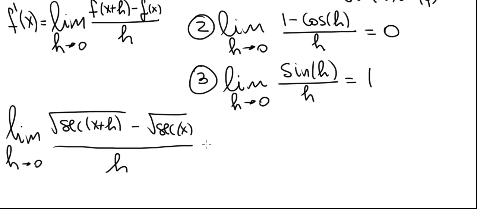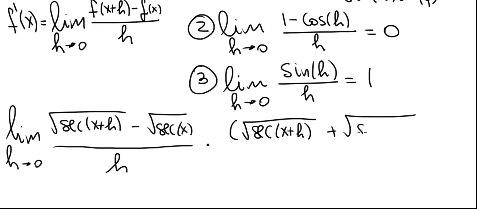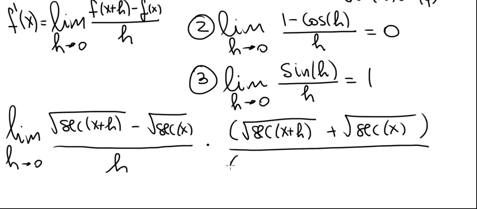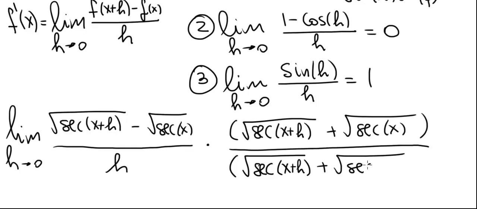Now, first step is to multiply this by the conjugate of the numerator, which is the square root of secant of x plus h plus the square root of secant of x. And of course, we can't just do that. We have to also divide by the very same thing so as to not change the problem. So this is divided by the square root of secant of x plus h plus the square root of secant of x.